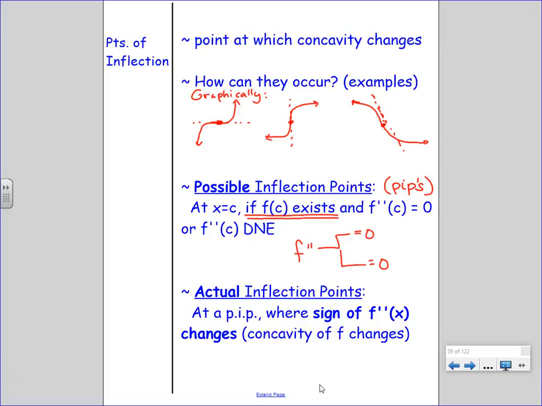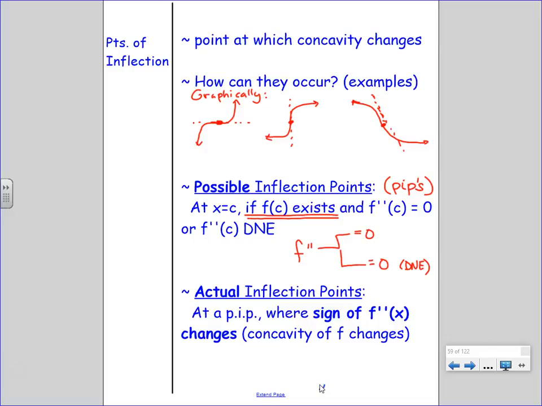But before we zoom out and put a rounded box around it, there's one more down below. To be a possible inflection point, to even have a chance, f double prime has to equal 0 or DNE. And remember, the DNE comes from the denominator equaling 0. And f has to exist to be an actual inflection point. First of all, it has to be a PIP. F has to exist. F double prime has to be 0 or DNE at that point.